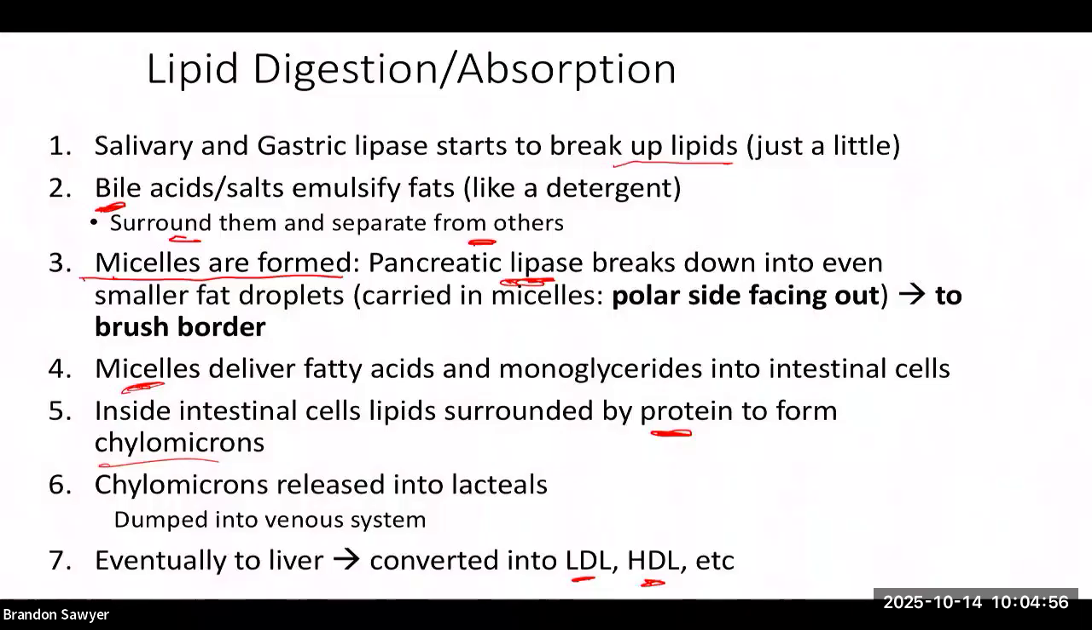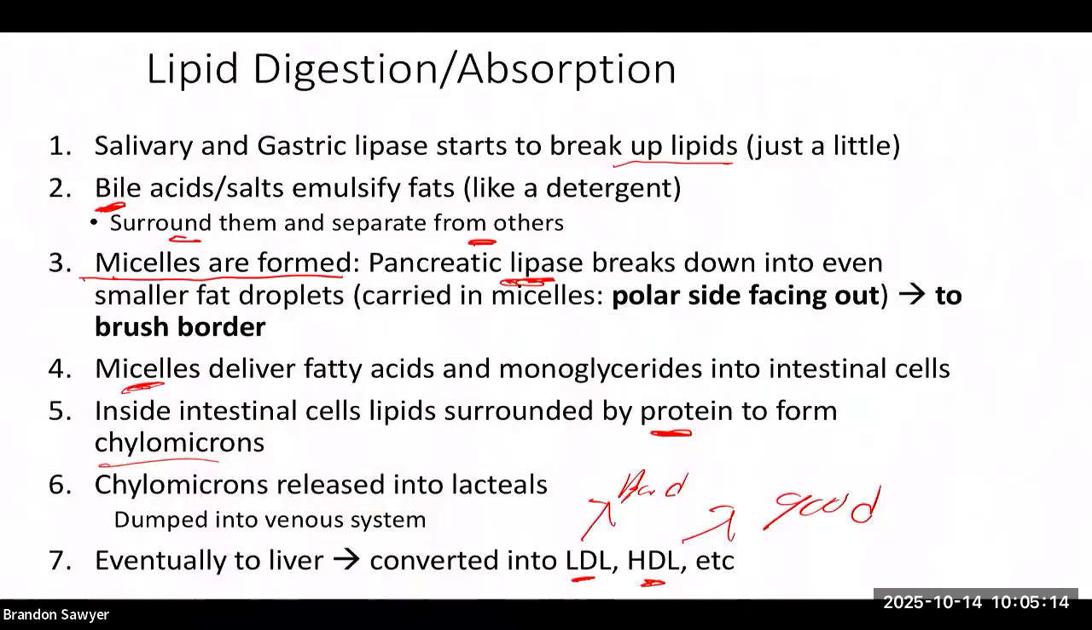Which one is the bad one if we're just looking at these two right here? LDL, bad. HDL, good, right? We want our HDL to be high, our LDL to be low. Looks like I wrote dad. There we go, bad. Okay.